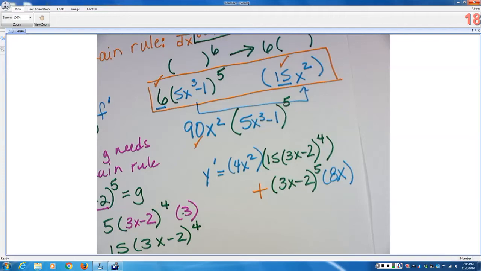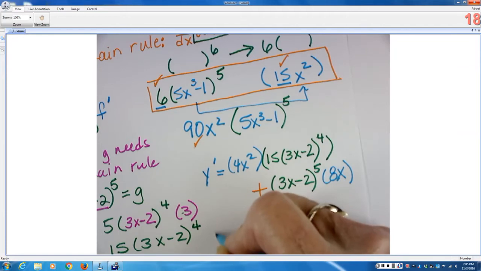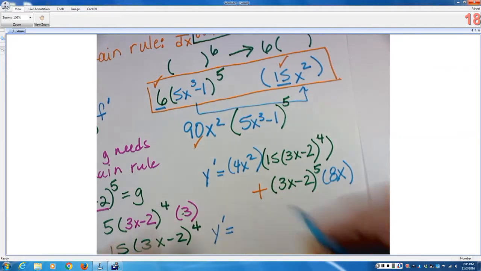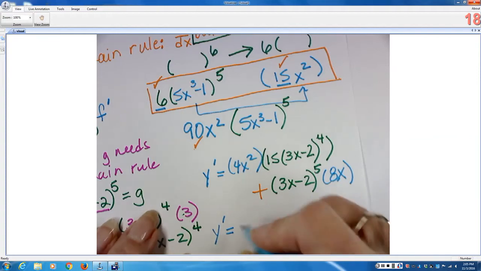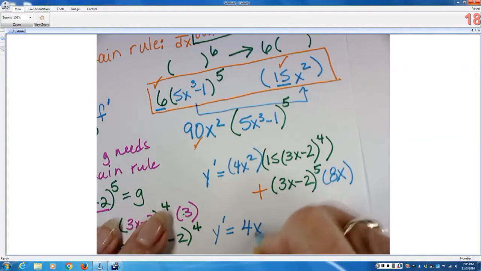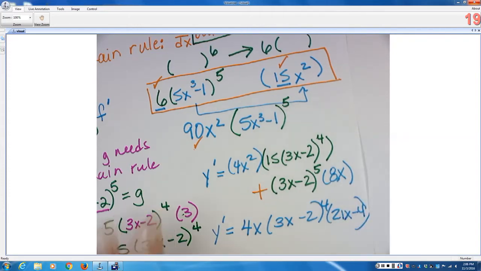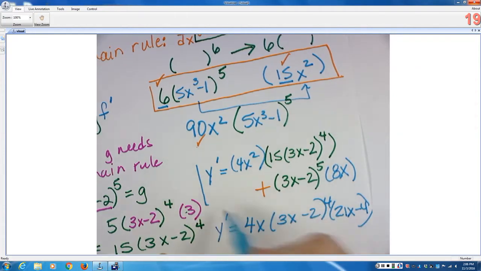The answer in the back of the book, since these were actually in the back of the book, would have been y prime equals, and you don't even want to know what came in between: 4x times (3x minus 2) to the fourth power times (21x minus 4). And that was way more trouble than I wanted to go to. So I would have stuck it out right here.